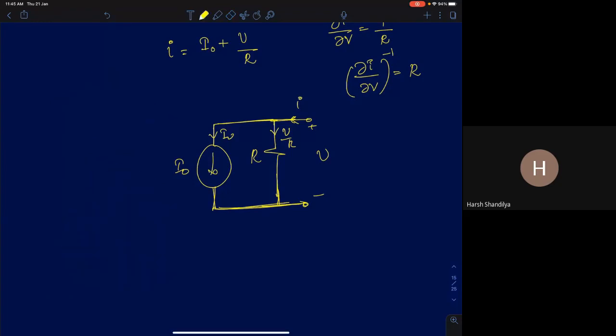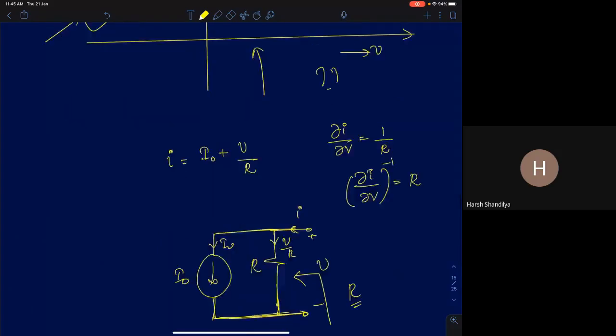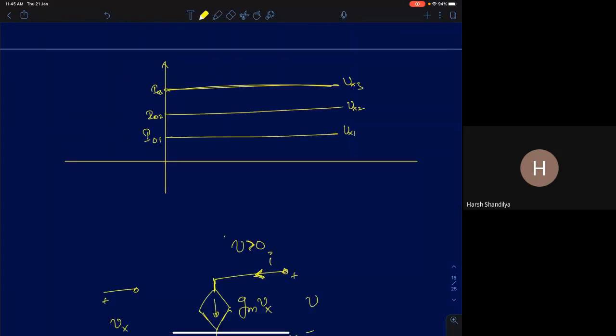For a practical current source, it will have a finite output resistance. So in this example, if I ask you what is the output resistance of this current source, what will it be? R. That's it. So this is a practical current source. A practical current source will have a finite resistance given by R.